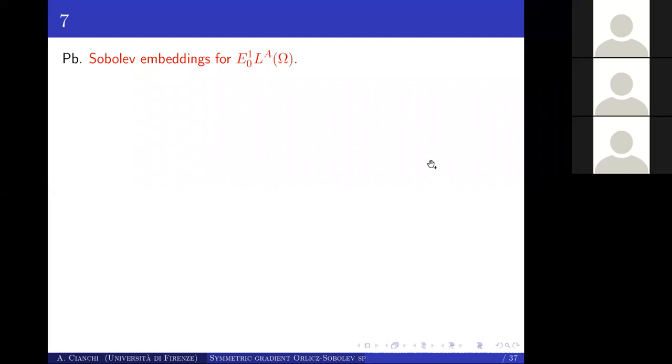Good, so let's go on with mathematics. And so the question that we addressed is the one of Sobolev embeddings for these Orlicz type symmetric gradient spaces, which would generalize the embeddings I've just reminded you of for L^p type symmetric gradient spaces.